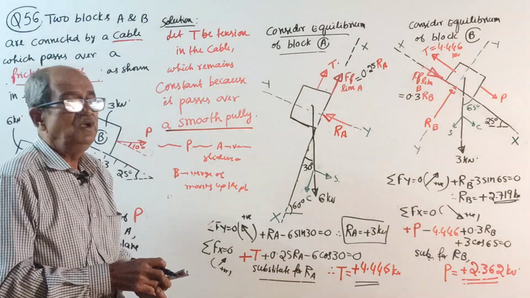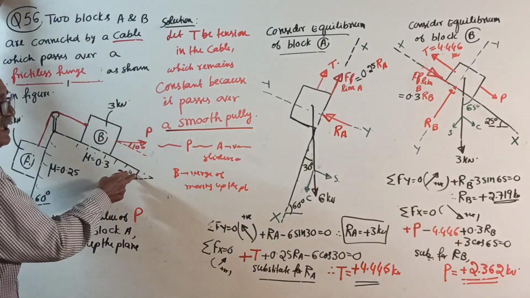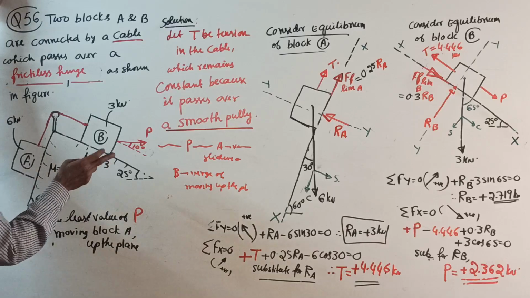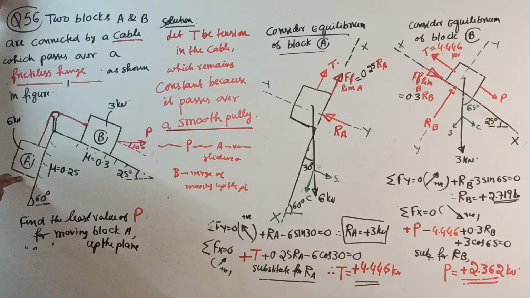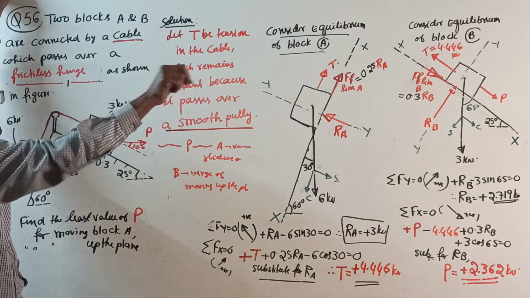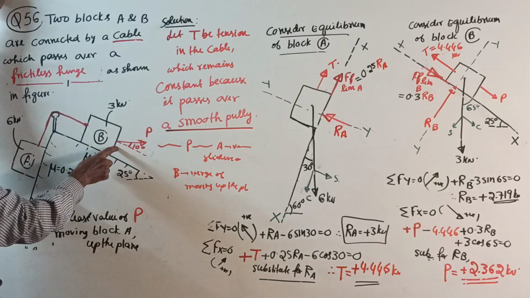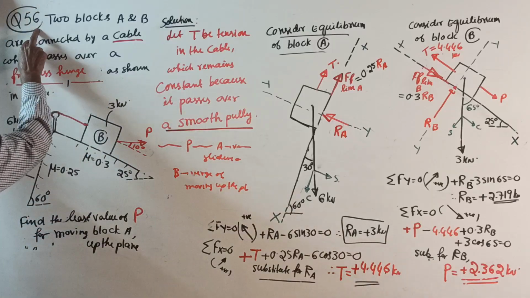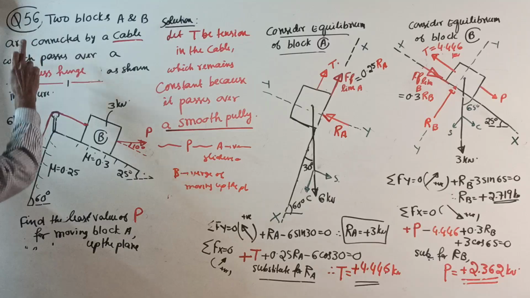Next class what I will do is, I will make a steep angle here, small angle here, and P I will apply to block A. Block A or 1 and 2. One question is to prevent that block from sliding down. Next question is to make that block move up. That is next class, question number 56, 57.